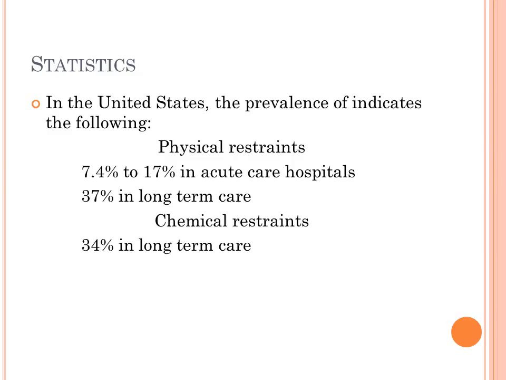Some of the statistics in the United States indicate the following: between 7.4% to 17% of physical restraints that are used are more in the acute settings, while 37% are in long-term care, while chemical restraints in long-term care is again around 34%. And this really was one of the issues that made this topic important to me and made me want to know more, as well as to present to you why this is important.